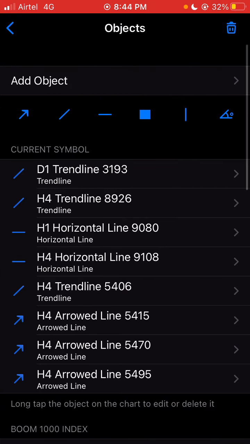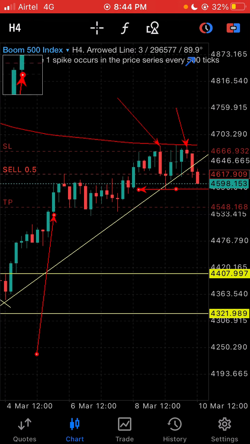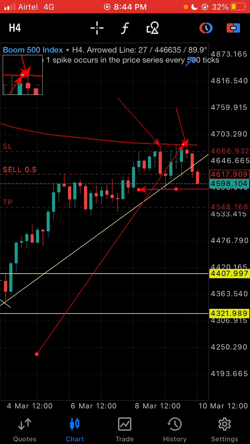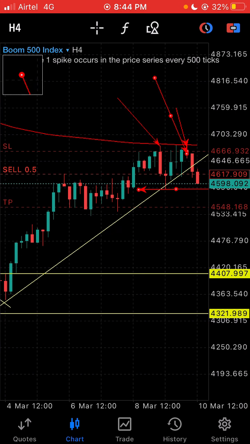Exactly on Boom 500, that's what happened. The market was creating higher highs and higher lows. But finally here at this area, buyers couldn't make another high. Here we have a high, right? This high is not above this one. It's exactly below the previous high. That indicates that the trend is being exhausted. So finally it broke down this trend line.